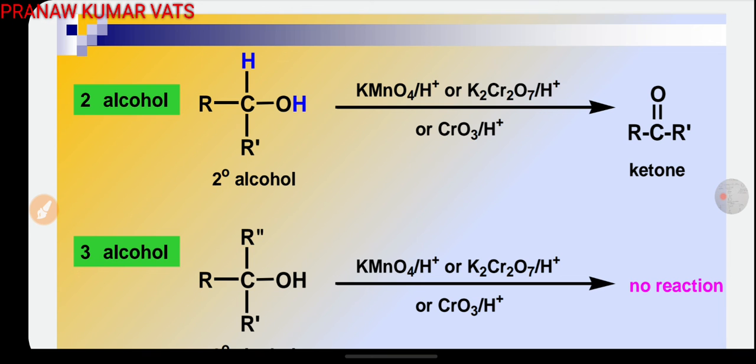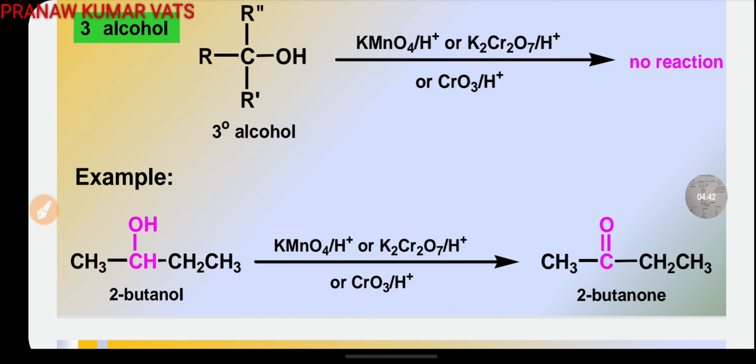For oxidation, there should be at least one C-H bond in the molecule. C-H bond means the carbon with which OH is attached must have one hydrogen attached to that carbon. Only then oxidation will take place. If no hydrogen is there, like 3 degree alcohol here, then instead of oxidation, elimination reaction takes place, and as a result there will be formation of alkene.